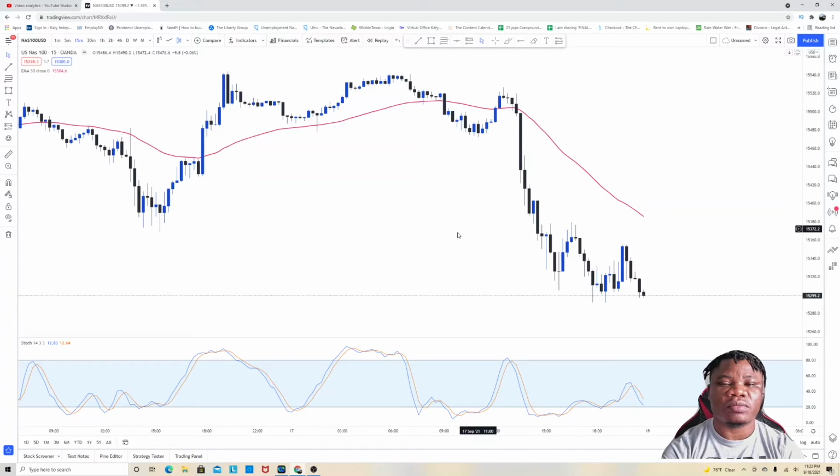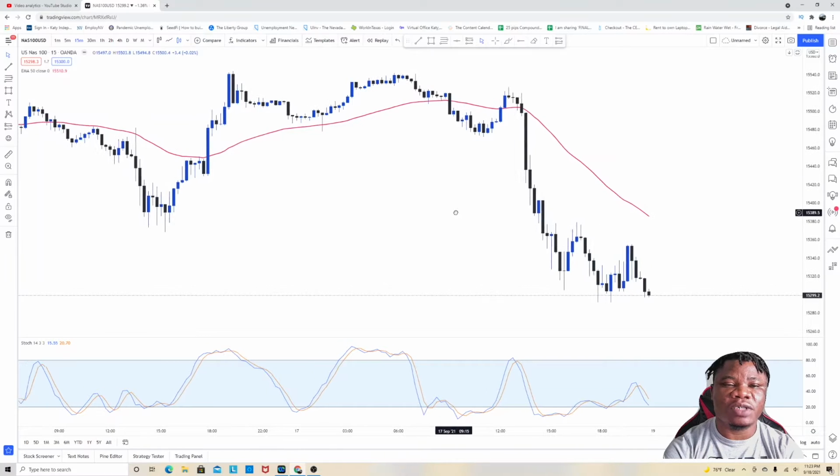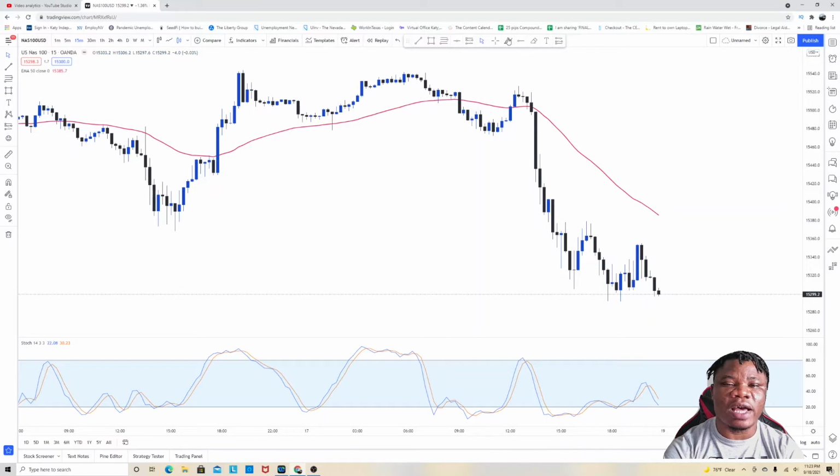Now, if you guys take a look here on my chart, we're currently on the 15-minute time frame. I recommend that you use this strategy on the 15-minute time frame. You can use the 5-minute time frame as well, but I actually recommend the 15-minute. Right here on my chart, I have the 50 EMA, which is the 50 exponential moving average, and down here I have the stochastic indicator.